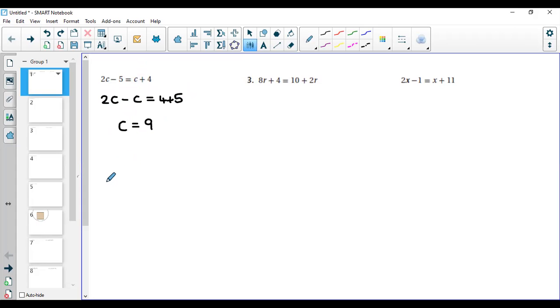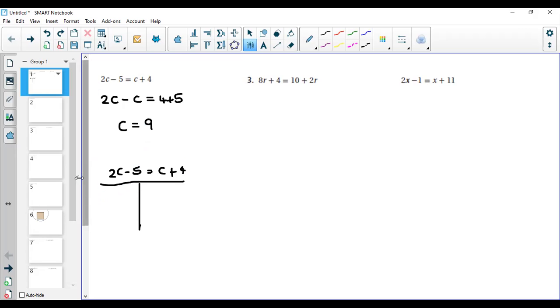Okay, now if you want to check, this is only and only if you want to check, you can check by writing the equation, that is 2c minus 5 equals c plus 4. So what's the answer we got for c? The answer we got for c was 9.